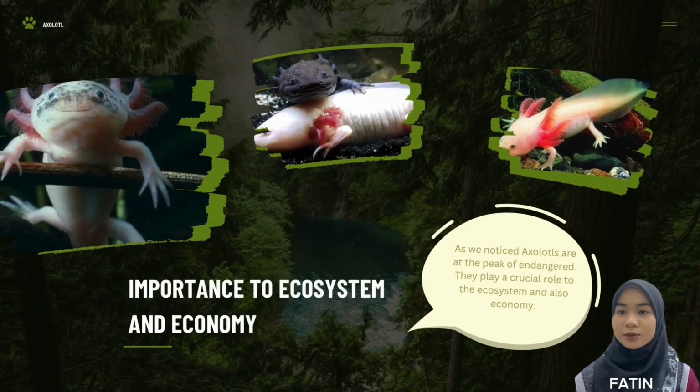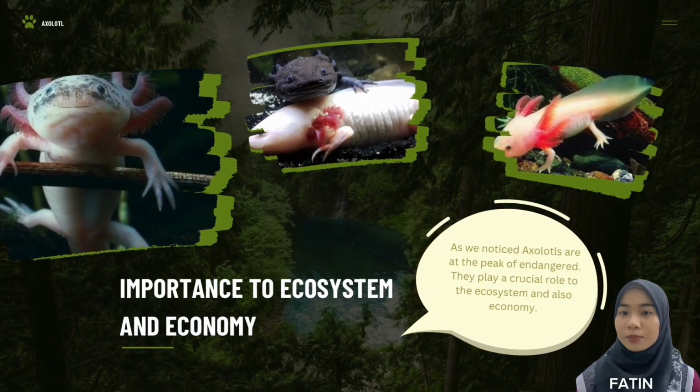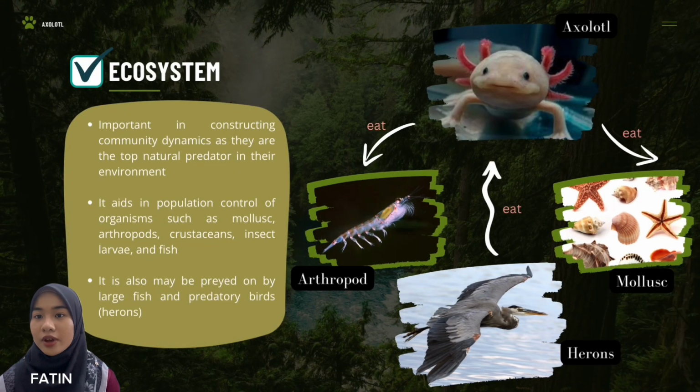Now moving on to the next point, the importance of axolotls to the ecosystem and economy. As we noticed, they are at the brink of endangerment due to a lot of factors. Here is the importance of axolotls to the ecosystem. They are needed in constructing community dynamics as they are the top predator in their environment. Axolotls aid in population control of organisms such as mollusks, arthropods, crustaceans, insect larvae, and fish. On the other hand, they may also be preyed on by large fish and predatory birds like herons.